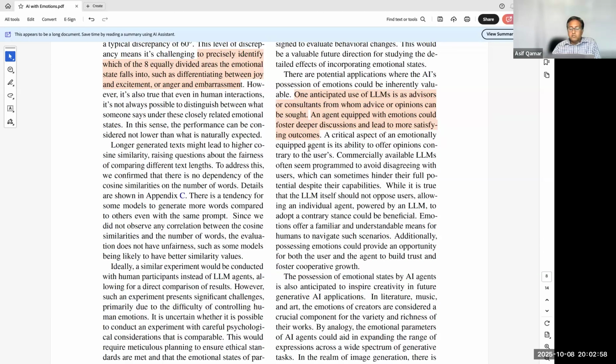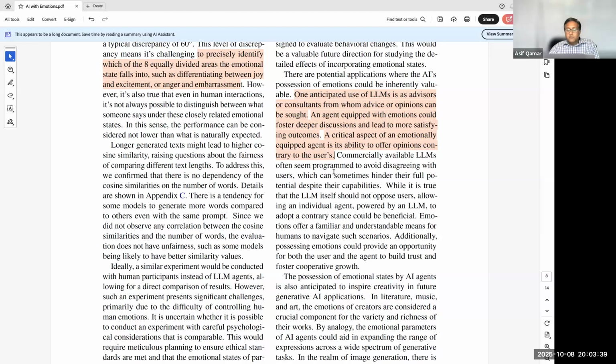A critical aspect of an emotionally equipped agent is its ability to offer opinions contrary to the user. Yes, this is a main point. The current LLMs as is won't be doing it. They most likely will not contradict what you want to hear. I mean, there are some gatekeepers that open source LLMs are putting in. Good or bad, yes, it is good as a society, but from an emotional point of view, it might not give the right emotional response back to the user.